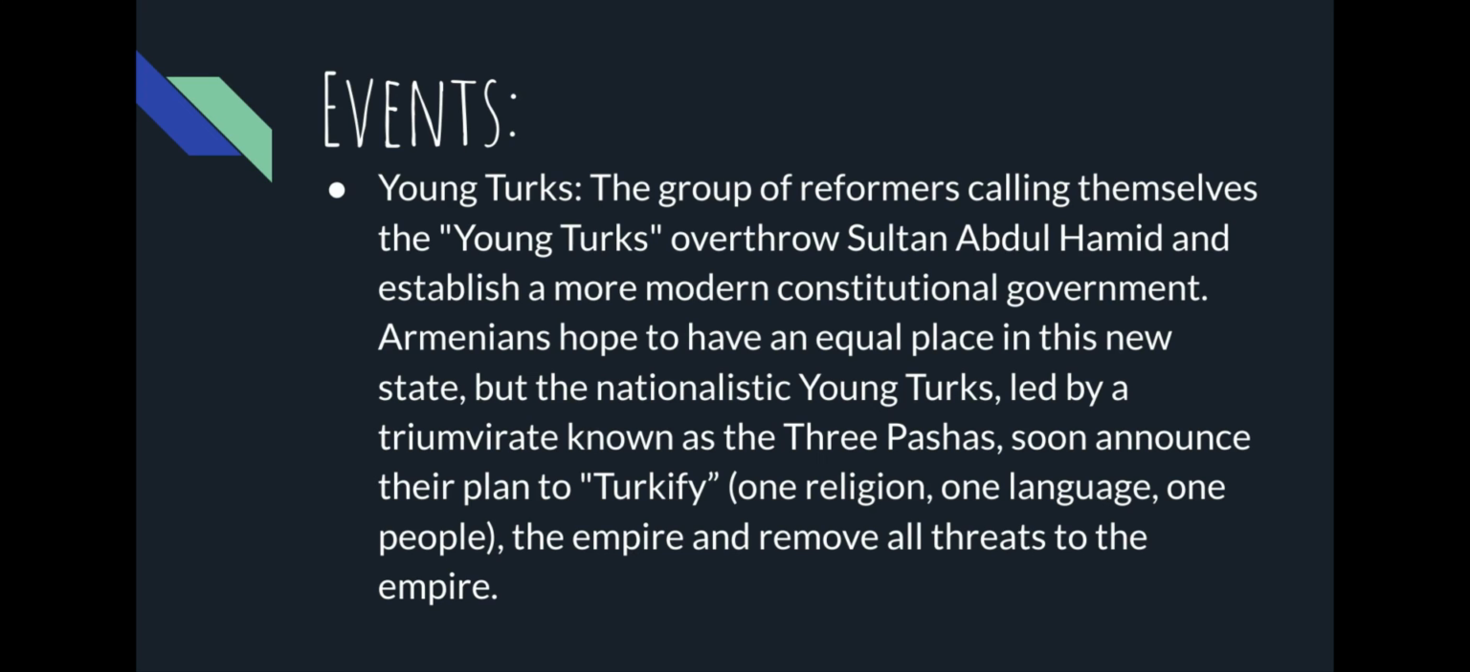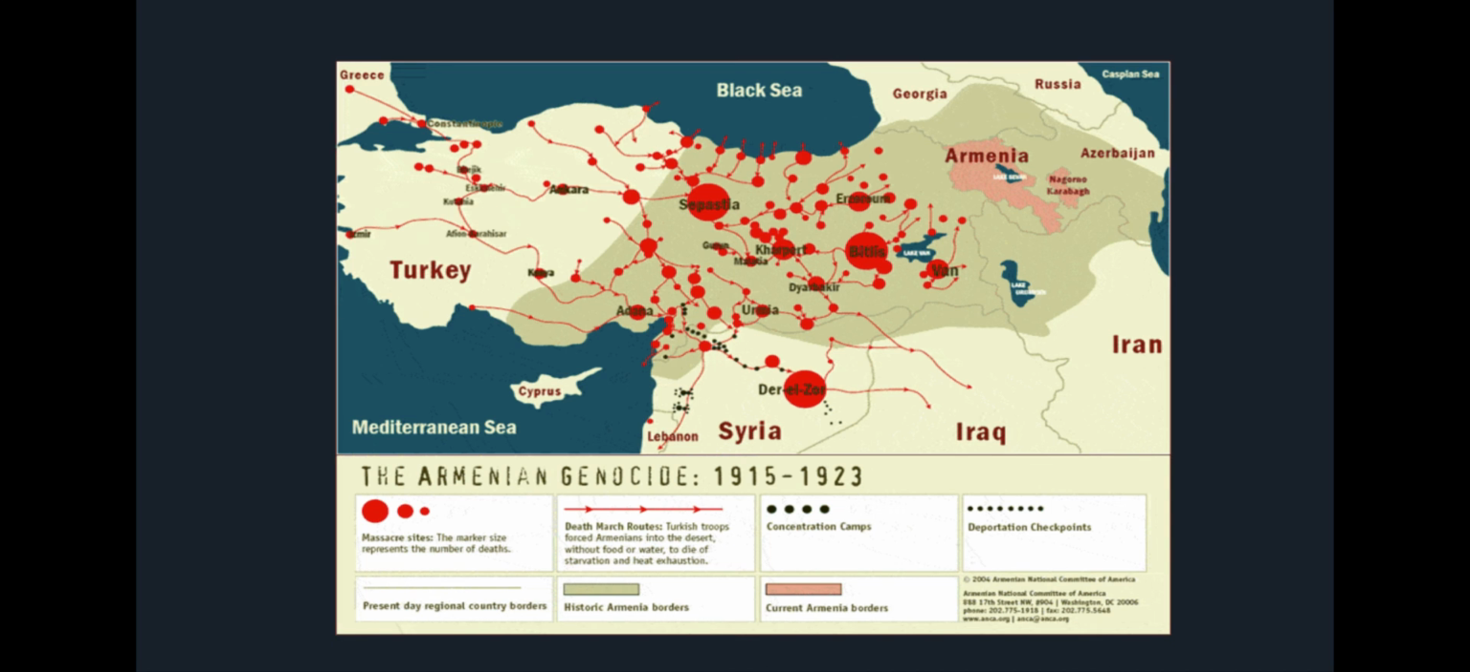Back to this idea, the Young Turks had these three pashas, or these three people that were leading this charge, and again, as we talked about in the past about the Young Turks, their goal was to find basically a Turkish identity, a Turkish nationalism. One religion, being Islam, one language being Turkish, one people being this new Turkish state. And so they were trying to remove all threats to that. And Armenians are not Turkish and they didn't have Islam as a religion. We see they were Christian, they were targeted.